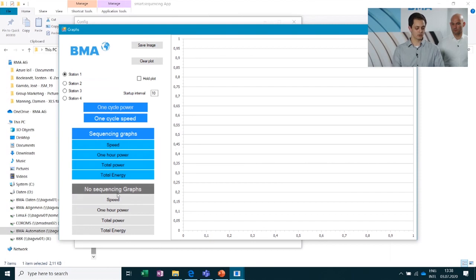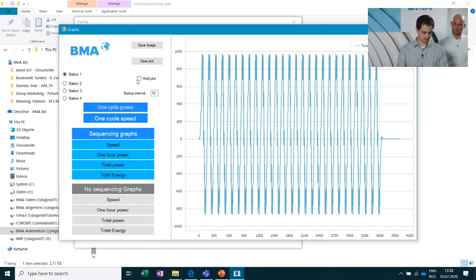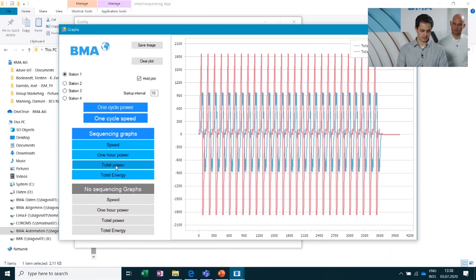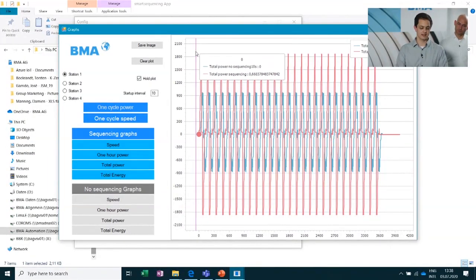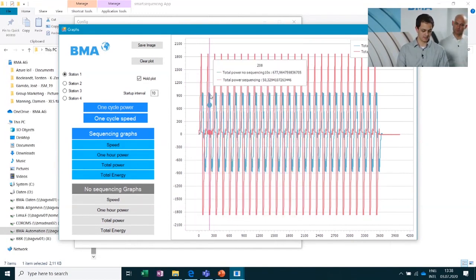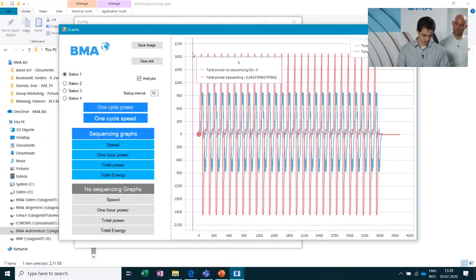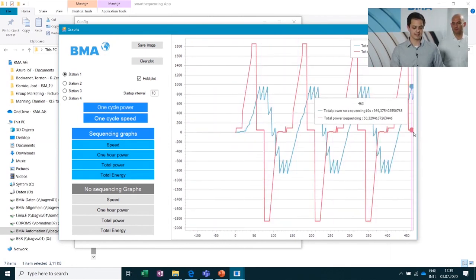And here, we could really see how are the differences before and after the sequencing. Here, I will put, for example, how is the total power. Yeah, this is with sequencing, and this is without sequencing. So again, without sequencing, and this is with sequencing in blue. So we can estimate here and make some simulations for the customers. And let me give here a small zoom. So, yeah. So here we see exactly the difference.